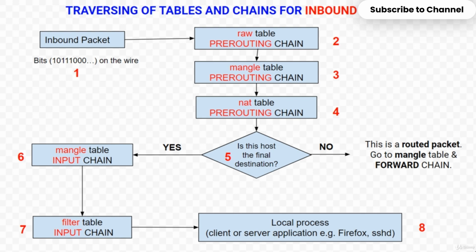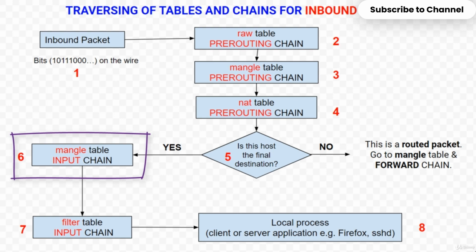After the NAT table of the pre-routing chain is traversed, comes the routing decision. The Linux kernel should decide if this host is the final destination of the packet or if it should be routed to another host. If this host is not the final destination, the packet will be routed and it gets to the mangle table and forward chain. We'll dive deeper into this in another lecture. But if this host is the final destination, the packet starts traversing the mangle table of the input chain.